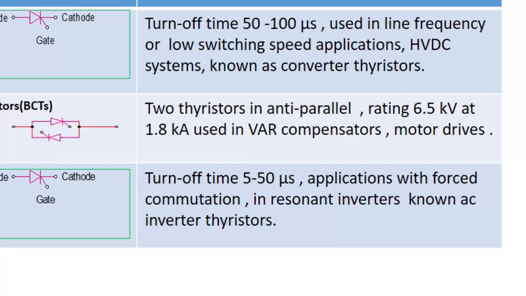But if reverse voltage is not applied, and by force we have to turn off the thyristor, then that is known as forced commutation. By applying passive components, inductor and capacitor, some amount of energy remains stored in the inductor and capacitor, and the combination of that is used to turn off the thyristor. More about this we will discuss in DC choppers. Wherever forced commutation is required, a fast switching thyristor is used. It is also known as an AC inverter thyristor.